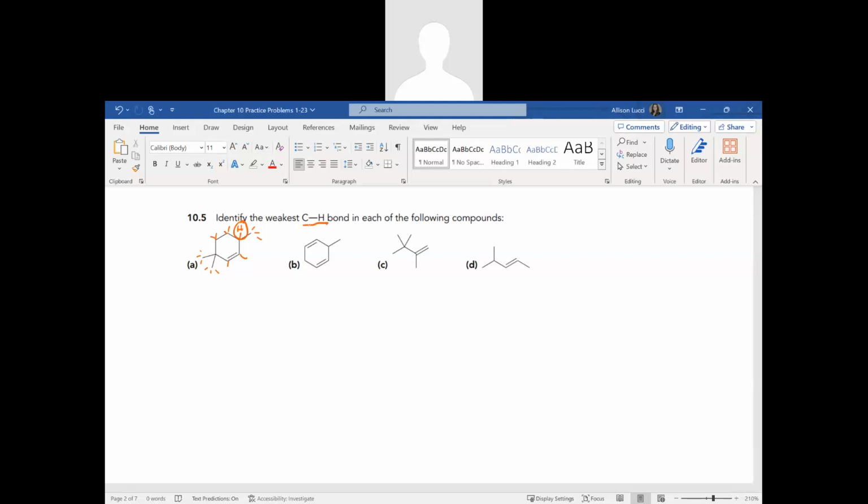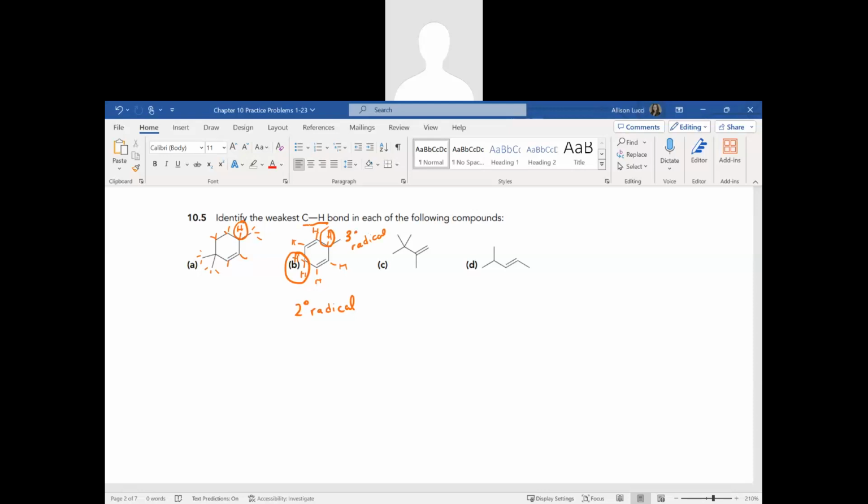If we look at compound B, again we want to imagine what radicals could result from cleaving a CH bond homolytically. So let's draw in our hydrogens here. If we remove one of these hydrogens indicated down here, that would result in a secondary radical, and that could generate a resonance stabilized radical. Also, we could remove this proton up here, and that would generate a tertiary radical.